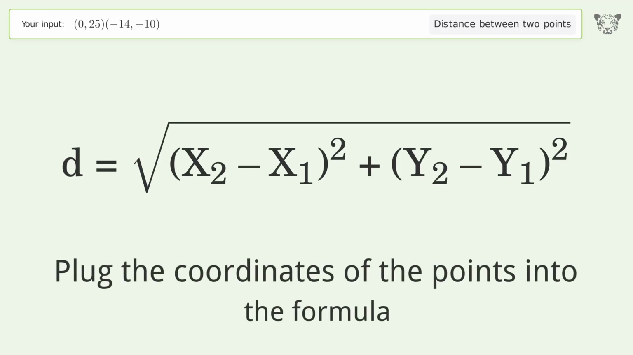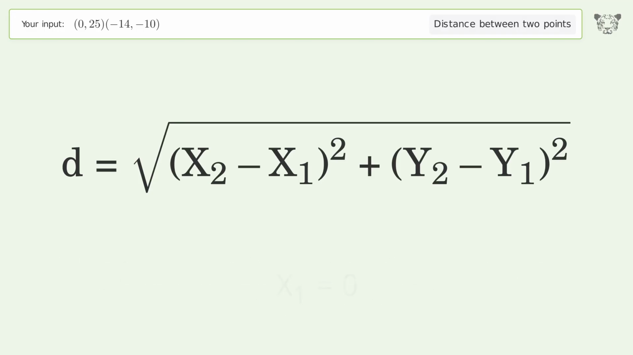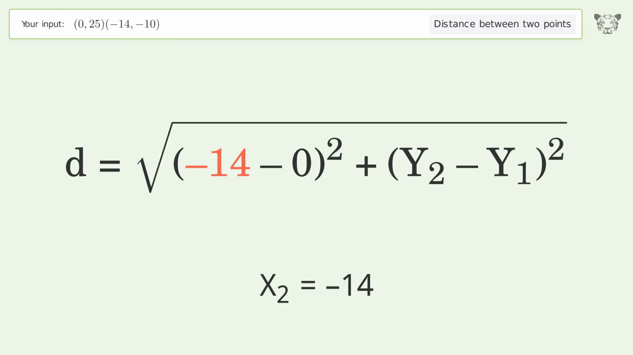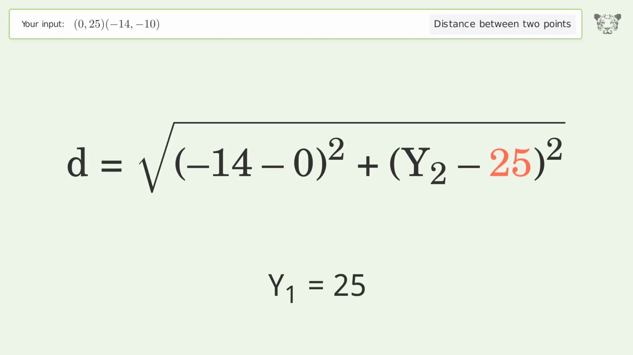Plug the coordinates of the points into the formula. x1 equals 0. x2 equals negative 14. y1 equals 25. y2 equals negative 10.